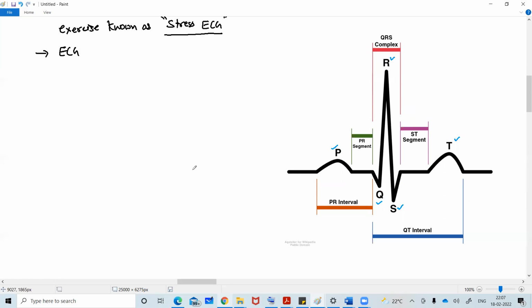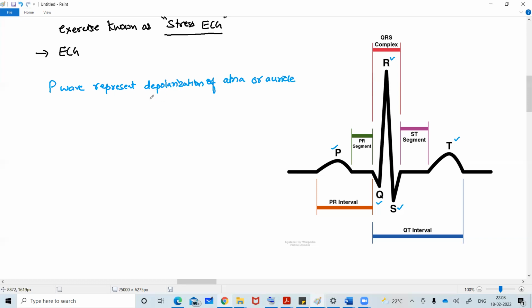So let's see what is happening in all these stages. Let's start with P. In the P wave, if you see, the P wave is going slightly up, that means depolarization of the upper chamber has been done, right? So you can say the P wave represents depolarization of the atria, or you can say auricle.